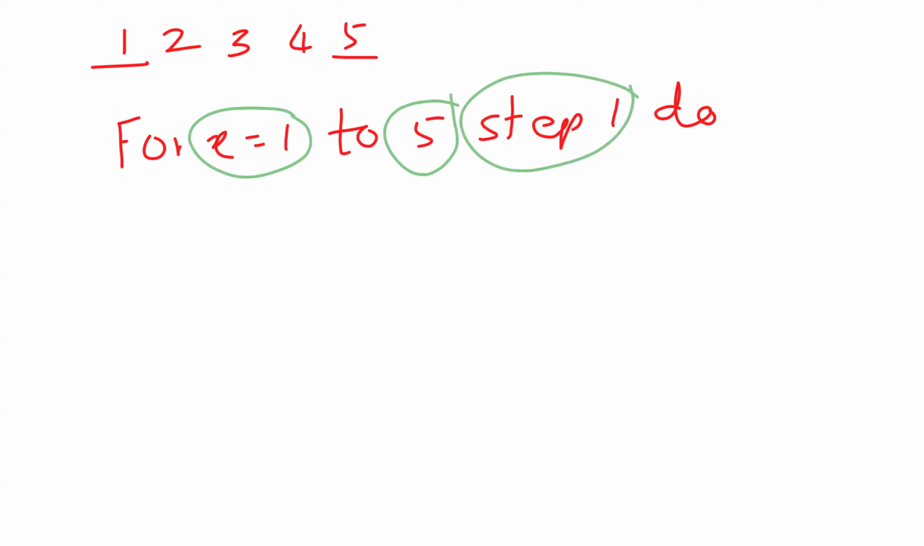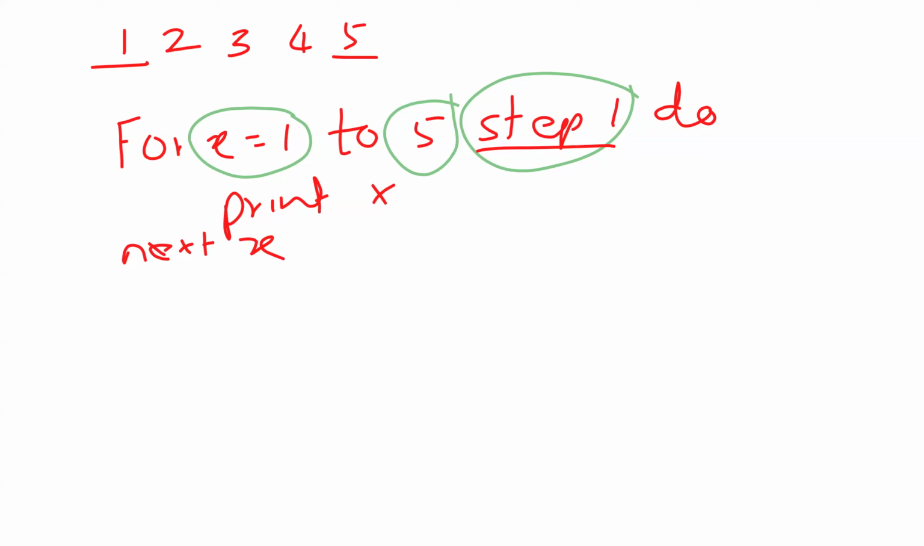Now you can say print x. In this way you can write all the other programs. You are not going to say x equal x plus 1, because here you have already given the step. Then you say next x. Here the flowchart is the same as while do.